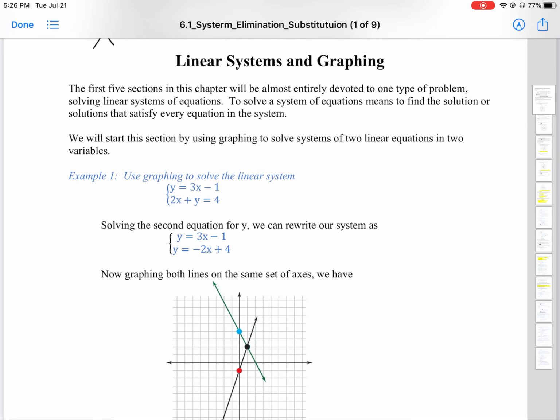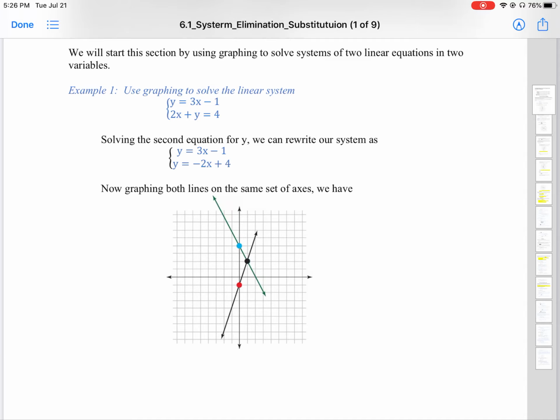Linear systems and graphing. The first 5 sections in this chapter will be mostly entirely devoted to one type of problem, solving linear systems of equations. To solve a system of equations means to find the solution or solutions that satisfy every equation in the system. We will start this section by graphing to solve systems of two linear equations and two variables.